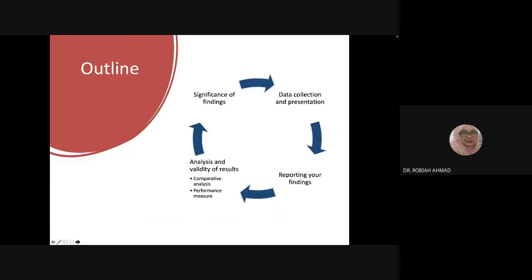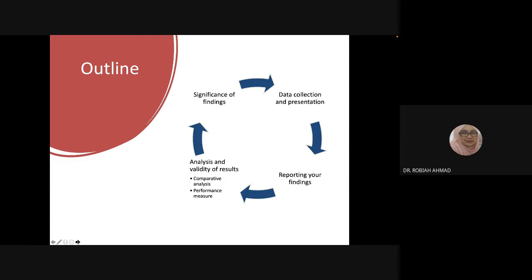Okay, so the outline, as I mentioned earlier, first it will be on data collection and how you want to present it. And then second, it will be on reporting your findings. And then the next part will be analysis and validity.